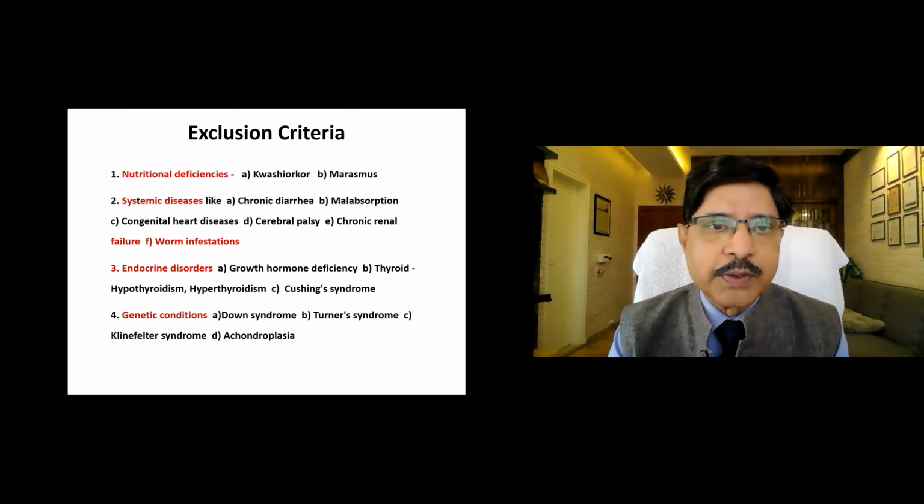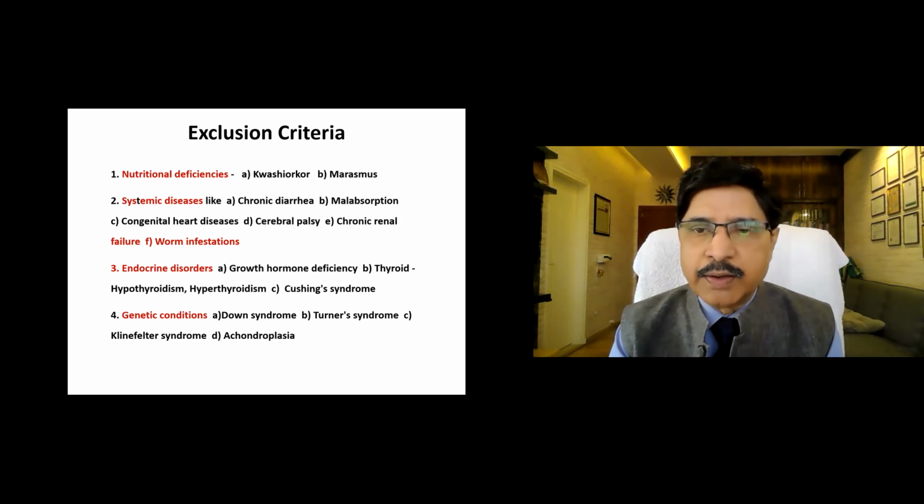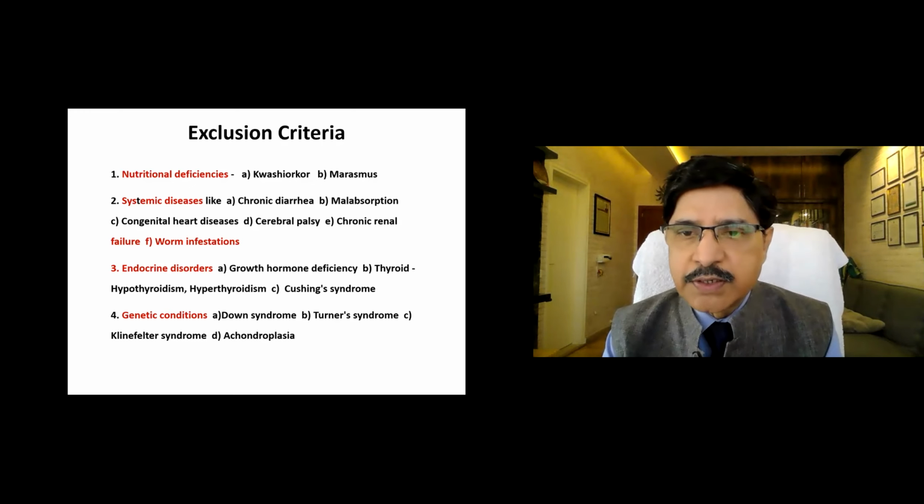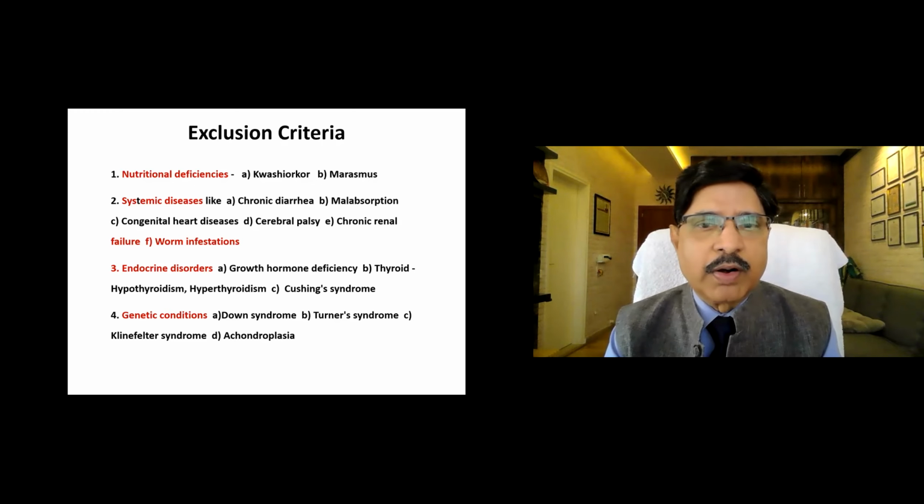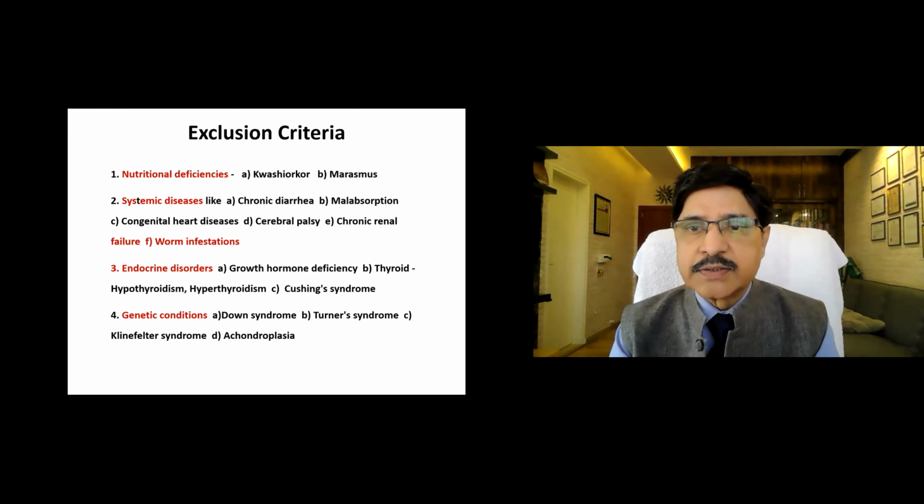Okay, now malabsorptions, chronic diarrhea, lactose intolerance, congenital heart diseases, cerebral palsy, chronic renal failure, worm infestations, and very, very important in our country, worm infestation is so common. You may not have cerebral palsy in many children, nor chronic renal failure, not many in the community. But worm infestations are very common, and that could interfere with this one.